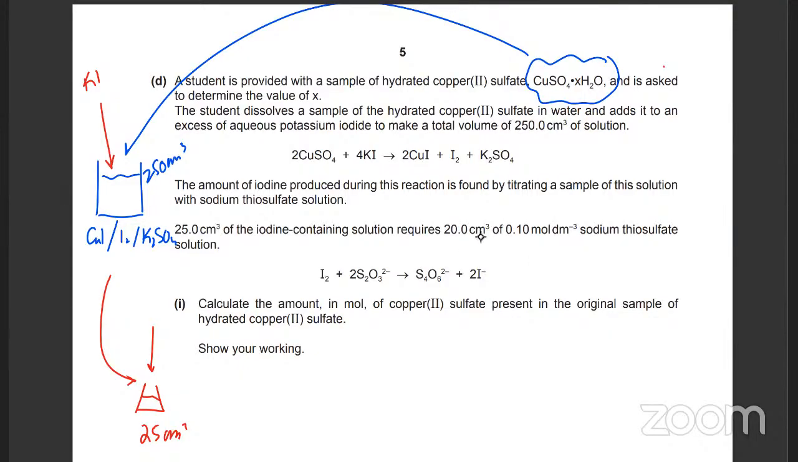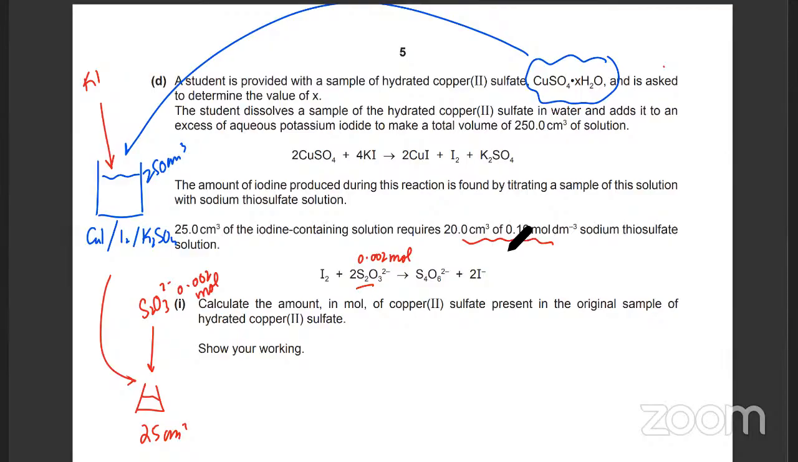Can anyone tell me what the moles of sodium thiosulfate are? What's 20 cm3 of 0.1 mol per dm3? What's 20 times 0.1 divided by 1,000? It's 0.002. Okay. So he's adding thiosulfate from the top, and that's 0.002 moles. We've figured out that the amount of thiosulfate being added is 0.002 moles.